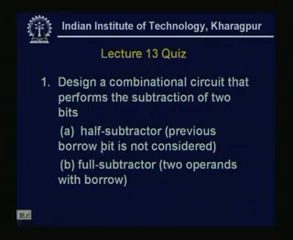Half subtractor means that again this will be a single bit subtraction, where the previous borrow bit is not considered, just as for addition it was the carry bit and now it is the borrow bit. For full subtractor, the 2 operands as well as the borrow bit from the previous subtraction should be considered. So, this is the quiz question for this current lecture. Okay, thank you.